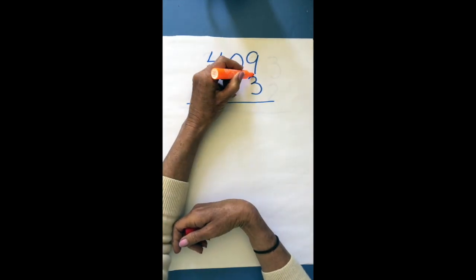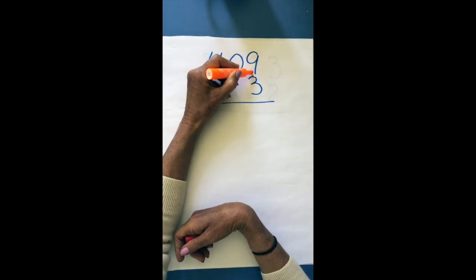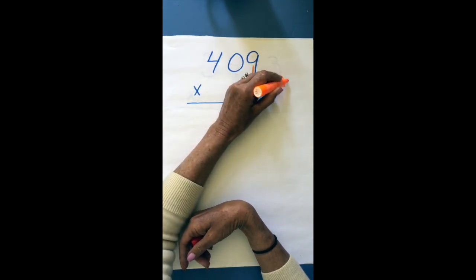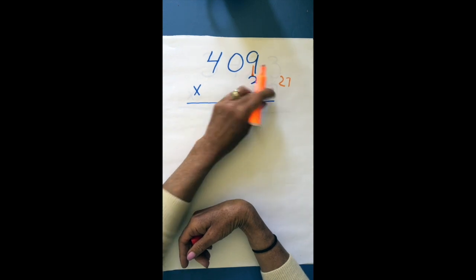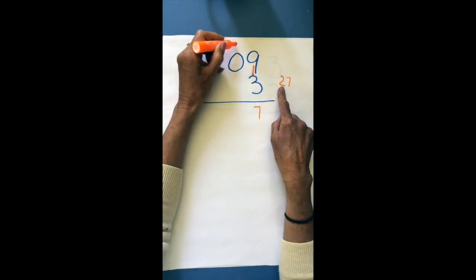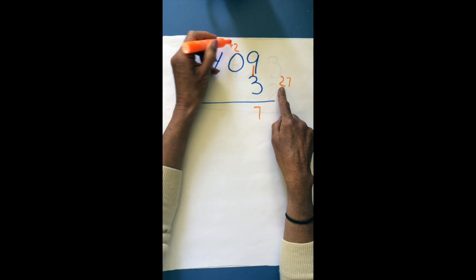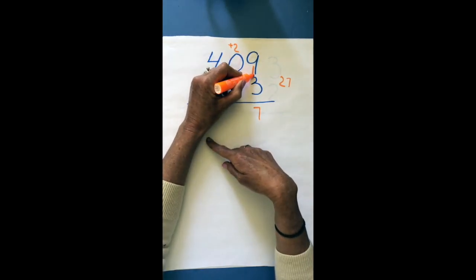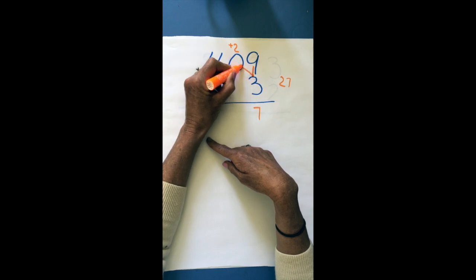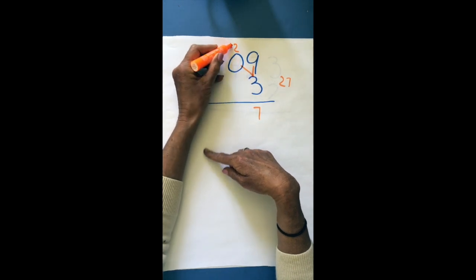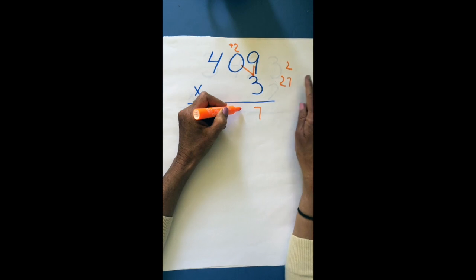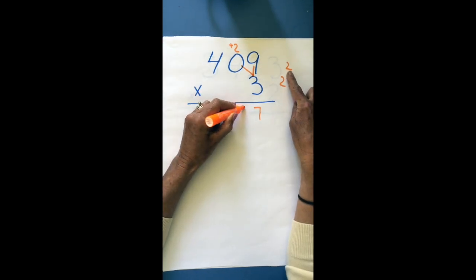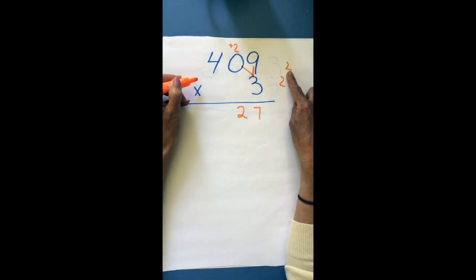So again, I just put my dot, and now I go to the ones house, always the ones house first. So 3 times 9 is 27. The ones place goes down, and the tens place goes up. And I always put a plus sign so I remember I'm timesing, then adding. Now I'm in a times. 3 times 0 is 0, plus 2 is 2, and there's only a ones place, so that number goes down.